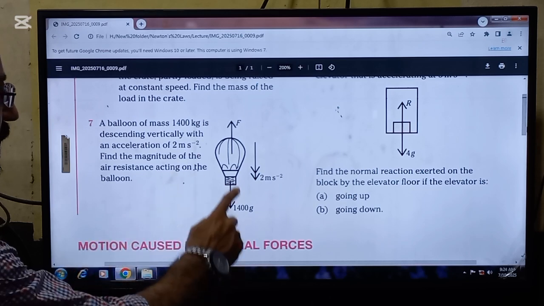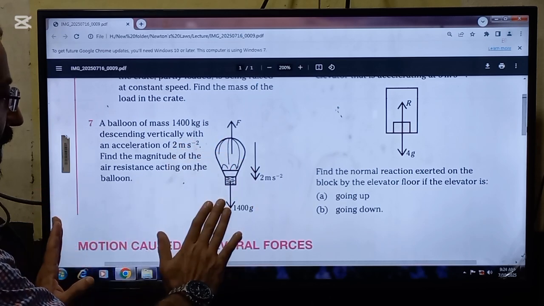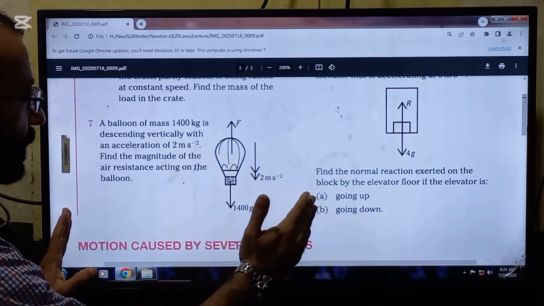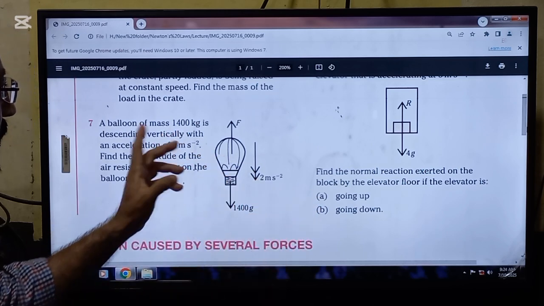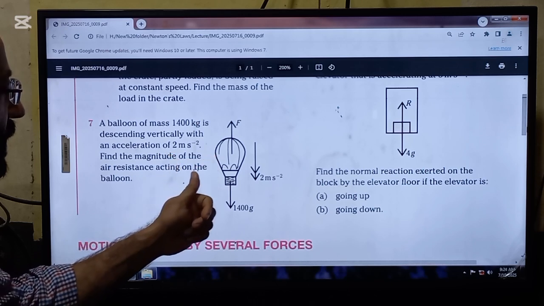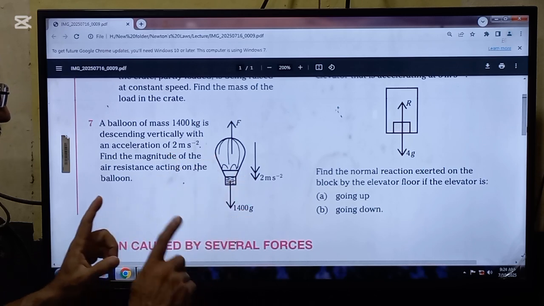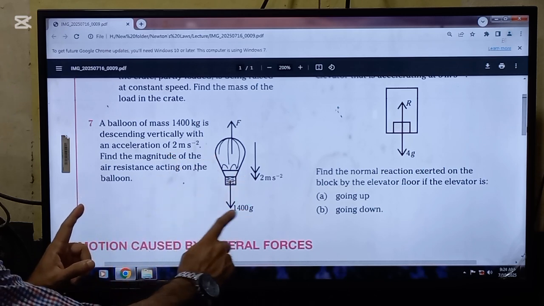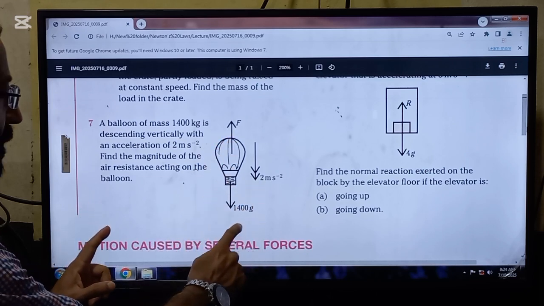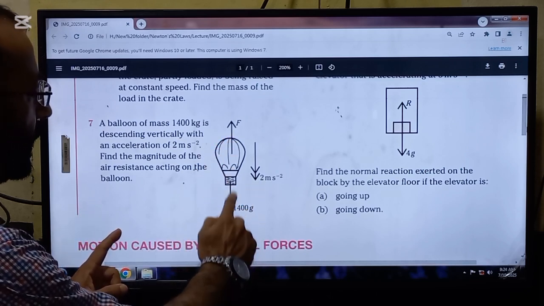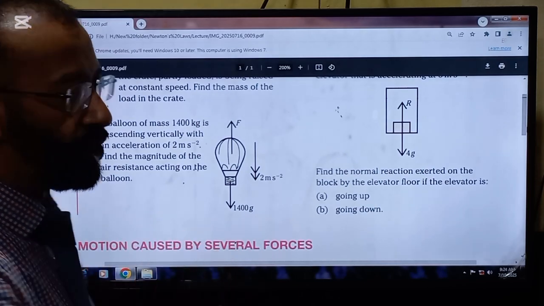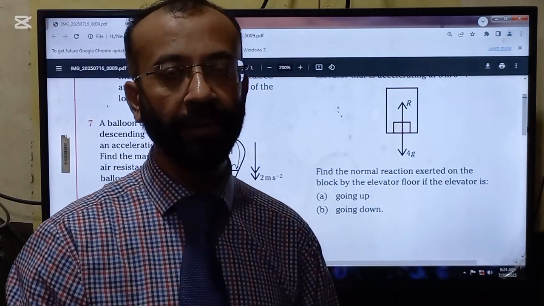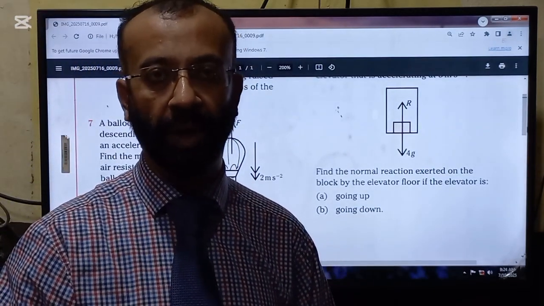So 1400 g minus F will be the resultant force, equal to ma, and m will be 1400 kg, and a, definitely the acceleration due to gravity will be applied, that is 10. So 1400 g minus F is equal to 1400 into 10. So this will be the concept that will be used in this question. So come to the board now. We will solve this question on the board now.